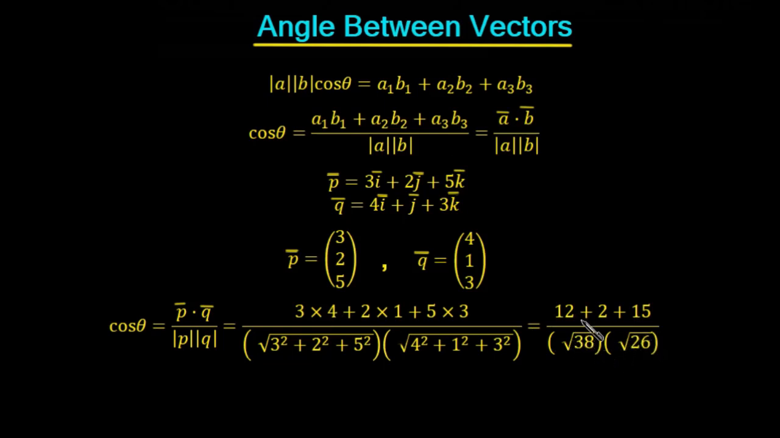So let's get our calculators out and we'll see what this number is. So this gives us 0.923. So we'll have the cos of theta equals 0.923. So therefore we'll have to take the inverse cos of this to get the angle, and that's going to give us the angle theta is equal to 22.7 degrees.